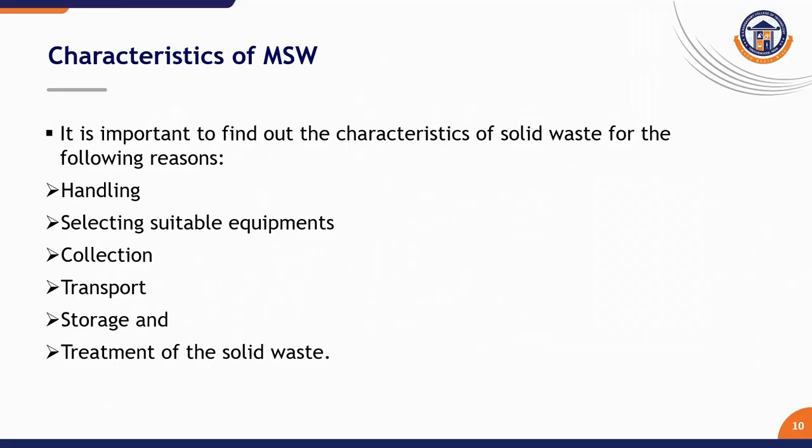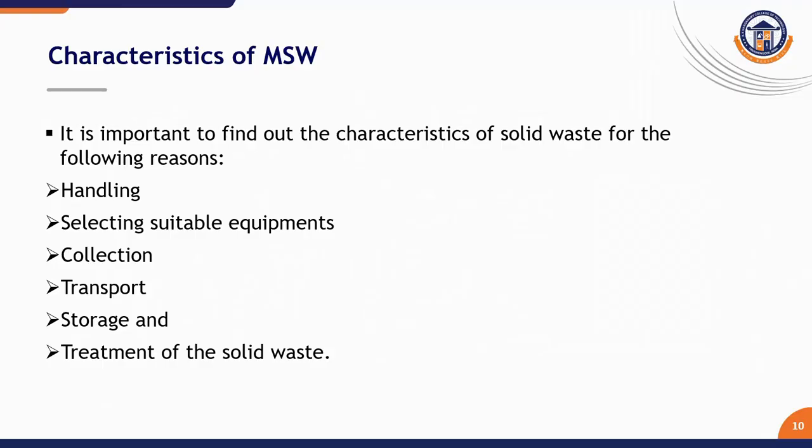Next one is characteristics of municipal solid waste. It is important to find out the characteristics of solid waste for the following reasons: handling, selecting suitable equipment, collection, transport, storage and treatment of the solid waste. Handling: knowing whether the waste is heavy, light or wet helps in deciding how it should be lifted, moved or compacted. For example, wet food waste.